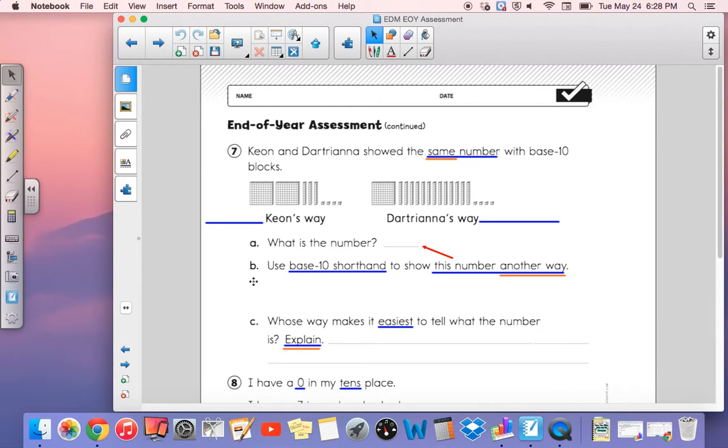Okay, let's look at B. We're still talking about these base 10 blocks up here on B. Use base 10 shorthand to show this number in another way. Now remember, this here is base 10 shorthand. Base 10 shorthand is using longs, cubes, and flats to write a number. So using longs, cubes, and flats, take this number here and draw it down here.